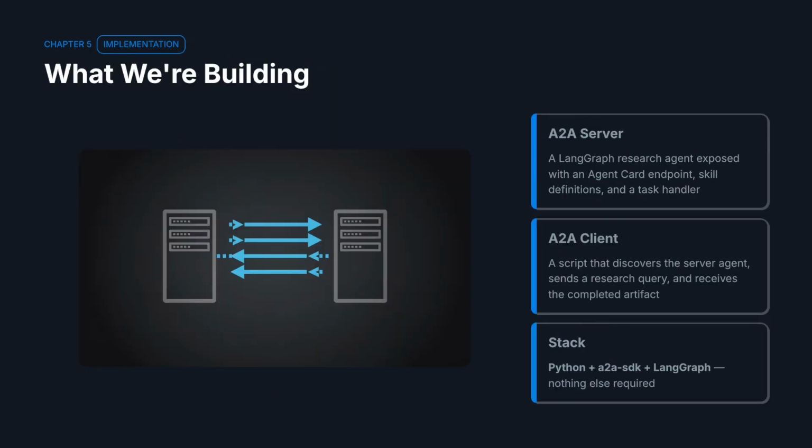Here is what we're going to build. On the server side, we'll create a research agent powered by LangGraph and expose it as a fully compliant A2A server, complete with an agent card, skill definitions, and the task handler. On the client side, we will write a script that discovers the server agent, sends it a research query, and receives the result. The entire stack is Python with the official A2A SDK and LangGraph. Let's jump into the code.